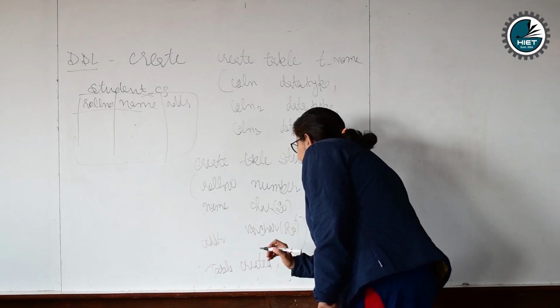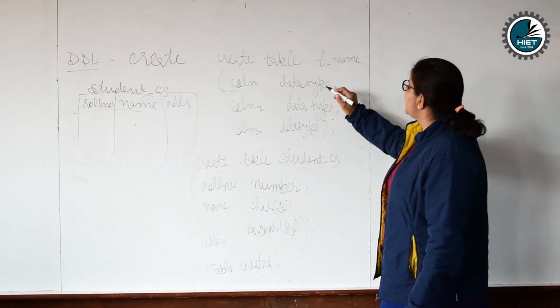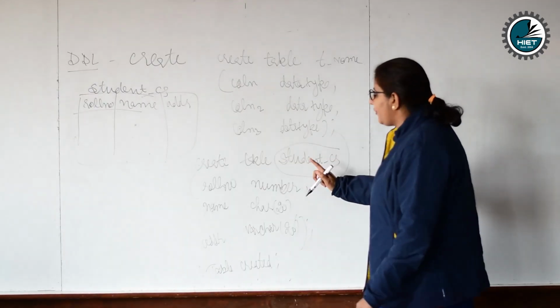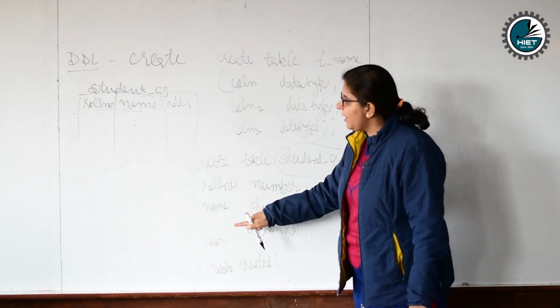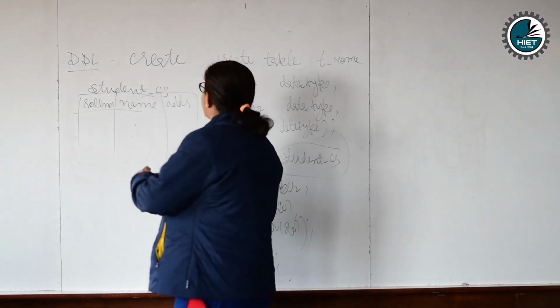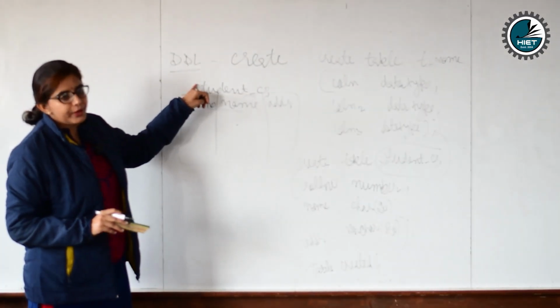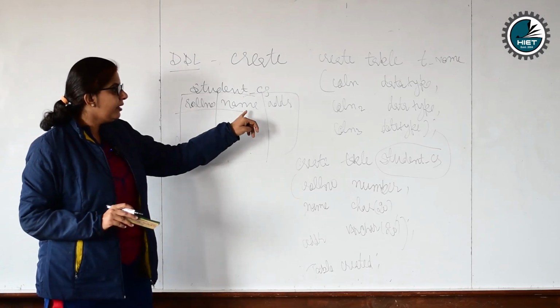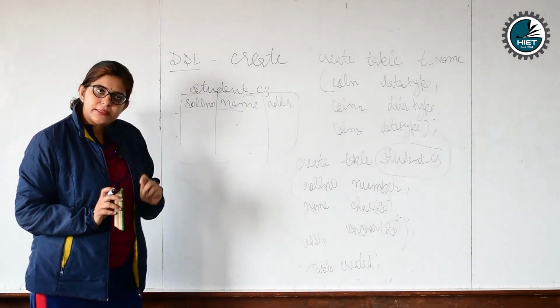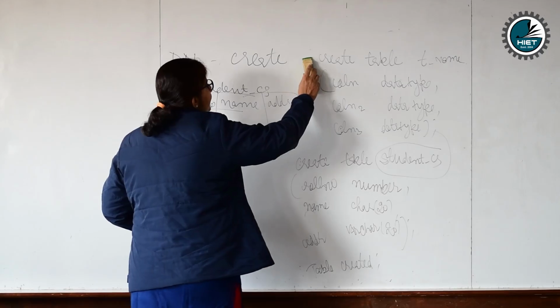Now it's fine. If I execute this query, the output will be table created. That means this student underscore CS, having columns roll number, name and address, is created in the database. That means we create a space for this table, right? Having columns roll number, name and address. This is clear.